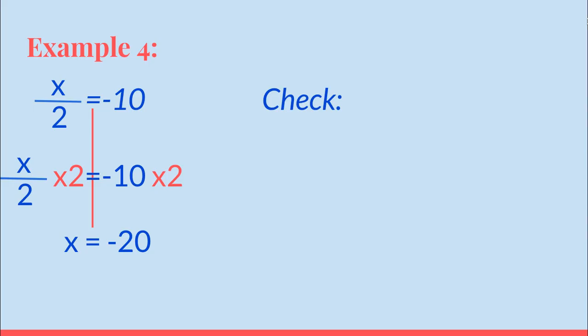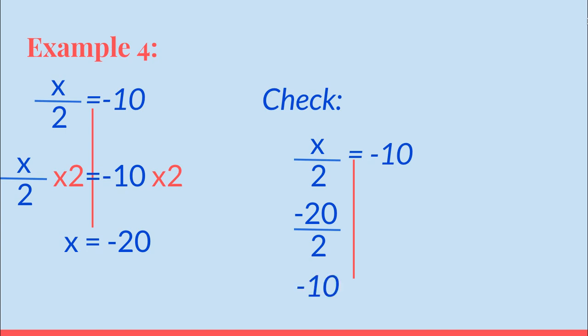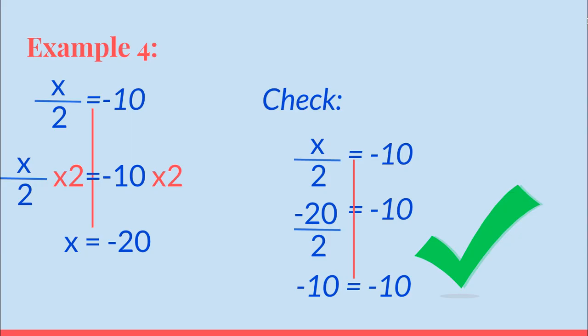And if I check my answer and take that negative 20 and substitute it in for x, on the left-hand side, I get negative 20 divided by 2 is negative 10. On the right-hand side, I just have negative 10, so I bring that down. And because my left-hand side is equal to my right-hand side, I can say that my answer is right.